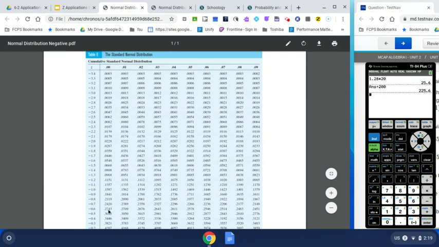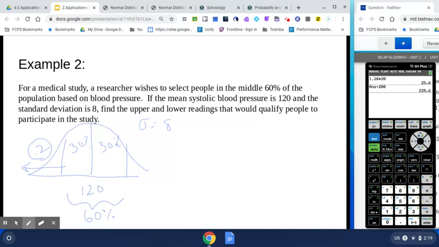And now I'm going to move across so I can get the closest possible to 0.2, which looks like 0.2005. Let's follow that out to find the z-value, negative 0.84. So negative 0.84 is the z-value associated with that line.